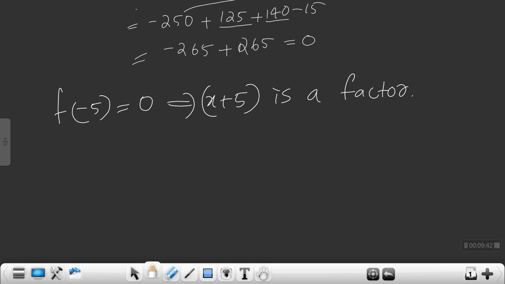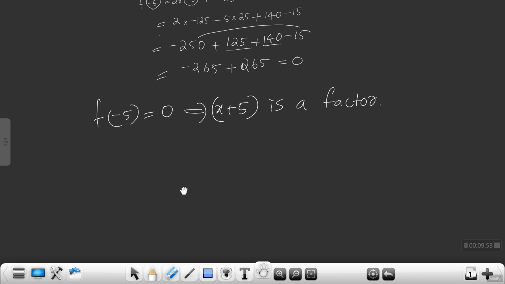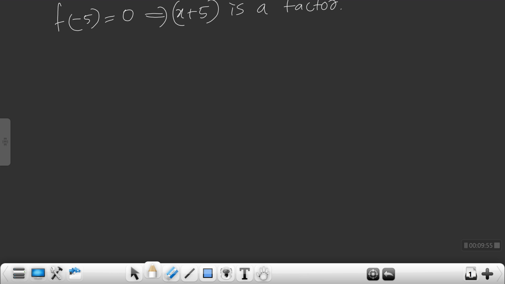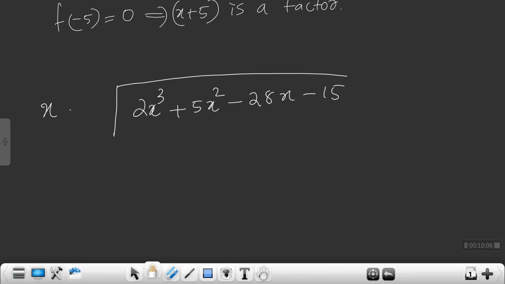Now, the second part, we want to factorize the polynomial completely. For that, first we divide the given polynomial by the given factor x plus 5. Our polynomial is 2x cube plus 5x square minus 28x minus 15. While dividing, we get the first term of the quotient is 2x square. 2x square into x, 2x cube, 2x square into 5, 10x square.